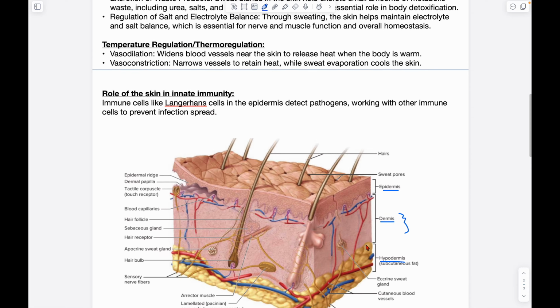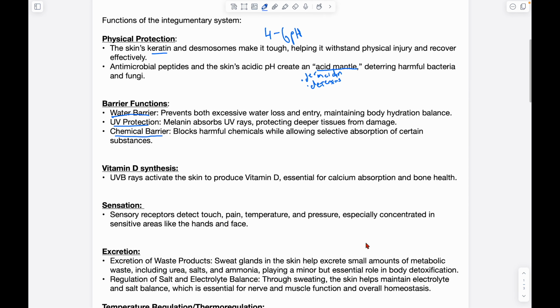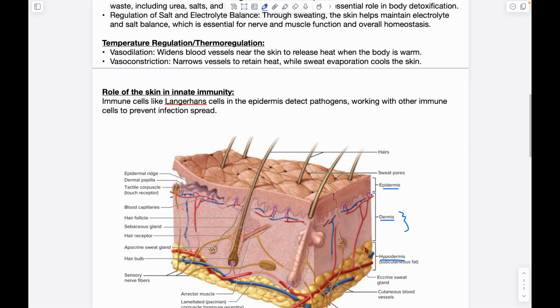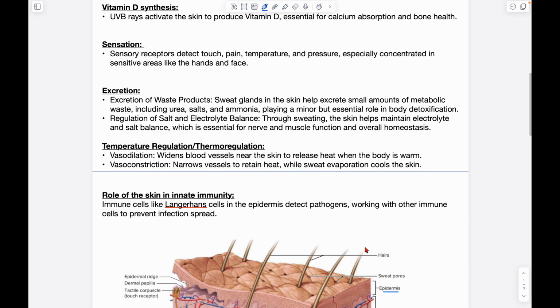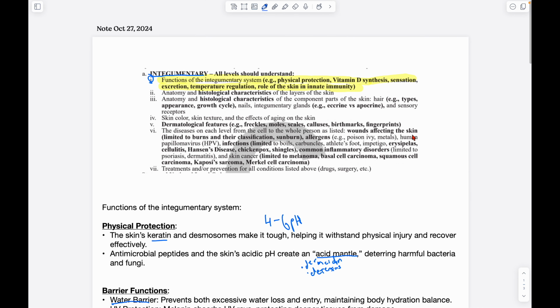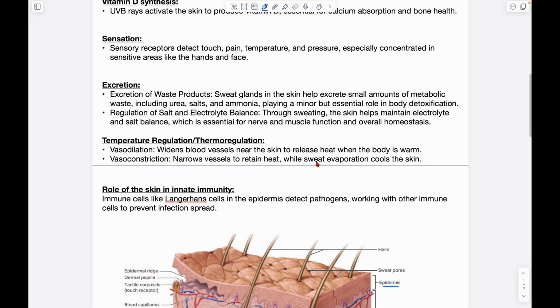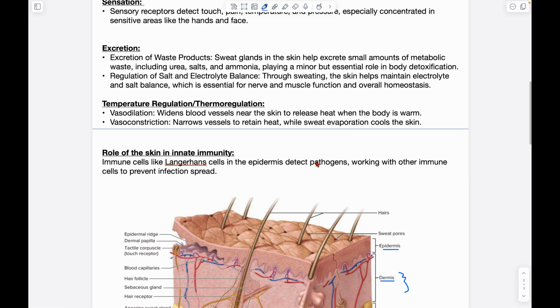Okay, and finally, which I forgot to include on here, is nonverbal communication. This could be on the Science Olympiad test. It's not in the notes exactly, but it's an important part of the integumentary system.